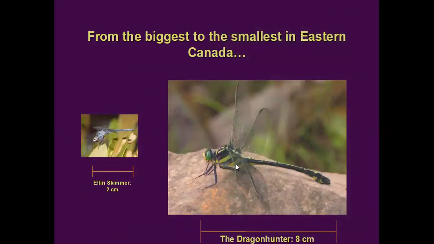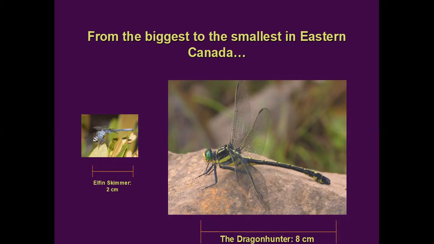A little background on their size. So the smallest of our dragonflies and damselflies is the elfin skimmer in New Brunswick. It's also the smallest of the odonata in North America, and it's only 2 centimeters long, which is less than an inch. And if you do that with your fingers and look, that's not a whole lot bigger than a housefly. Actually, probably about the same size.